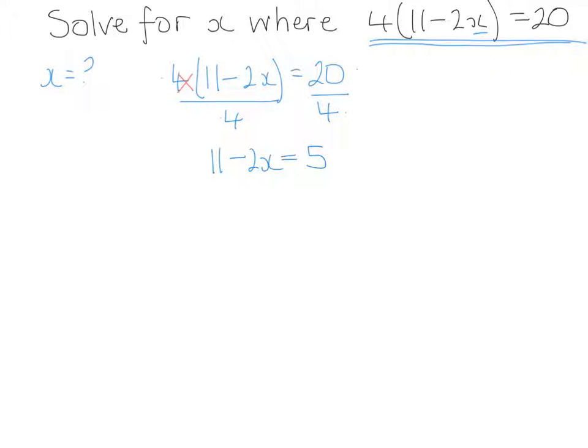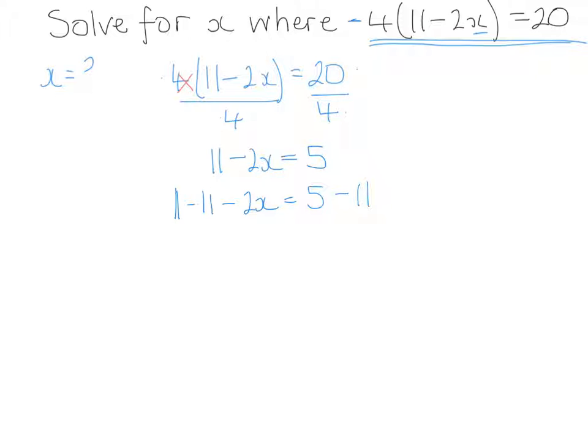Okay, so now we can see how this equation here looks very much simpler than what we started with, just by dividing by 4. Now what we'll do next is we'll think about what will make it easier for us to proceed. Now the next thing I'd do is I'd get rid of that 11. So if I go 11 minus 11, so I've minused it by 11 on both sides.